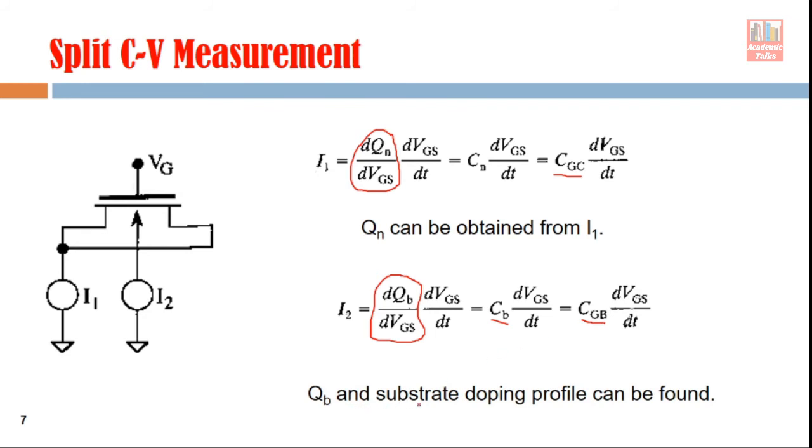So QB and substrate doping profile can be found if we use this equation. But if we use this equation, it is possible to find out gate channel capacitance. So this is another way of finding gate channel capacitance, and we can use this gate channel capacitance in our calculation for finding Qn.